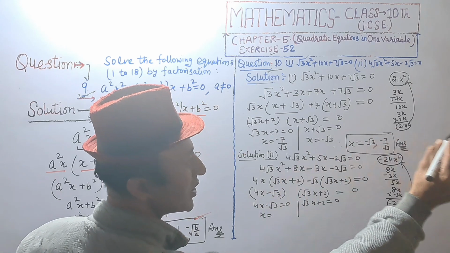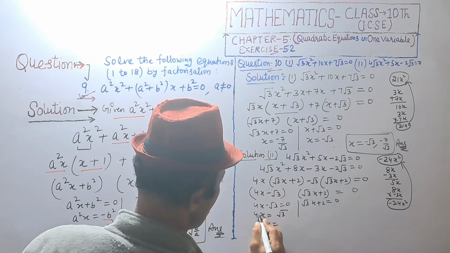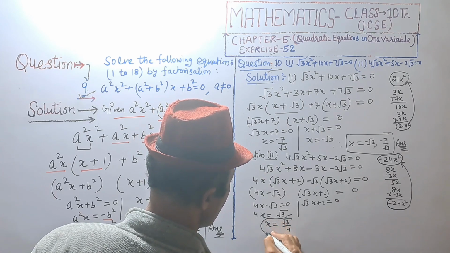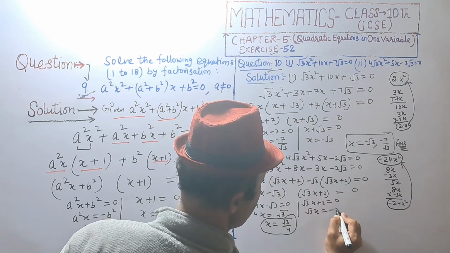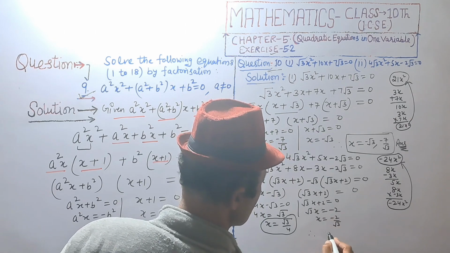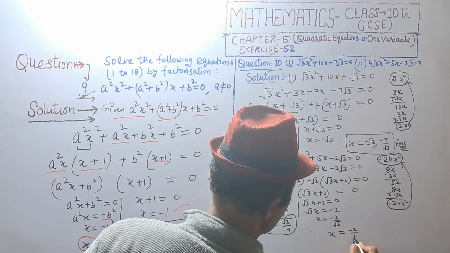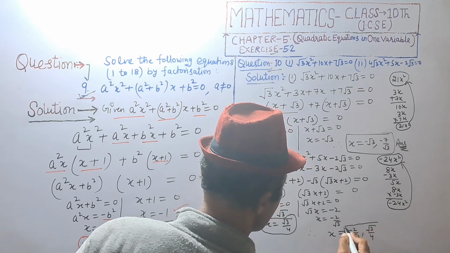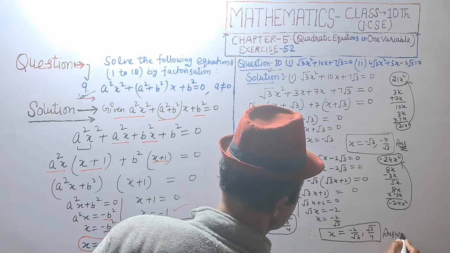4x is equal to root 3, shifting to the right side it will be positive, and the value of x we get is root 3 upon 4. And root 3x is equal to minus 2, and x is equal to minus 2 upon root 3. So the value of x we get is minus 2 upon root 3 comma root 3 upon 4. Answer.